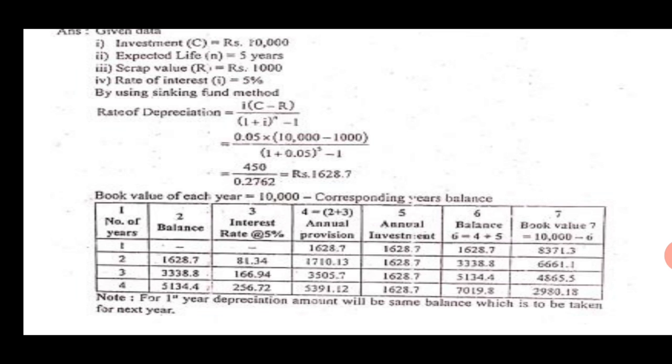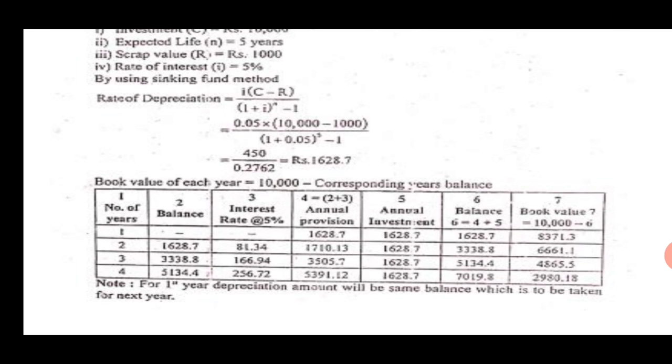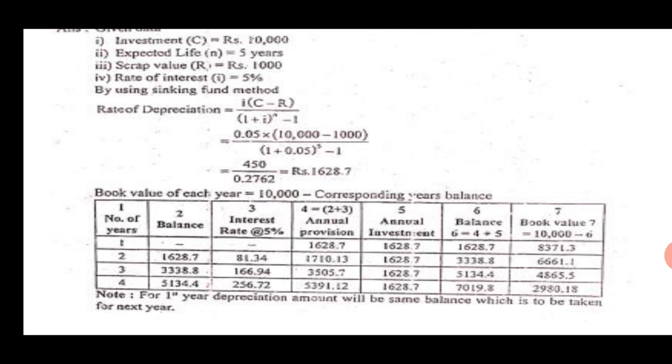And by using the sinking fund method, the formula is very simple. Rate of depreciation is equal to I into bracket C minus R bracket close divided by bracket 1 plus I raised to N minus 1. So here I is 0.05. So substituting the values of I, C and R, 0.05 into bracket 10,000 minus 1,000 rupees bracket close, the whole divided by 1 plus I, that is 1 plus 0.05 raised to N, N is 5 years, minus 1.